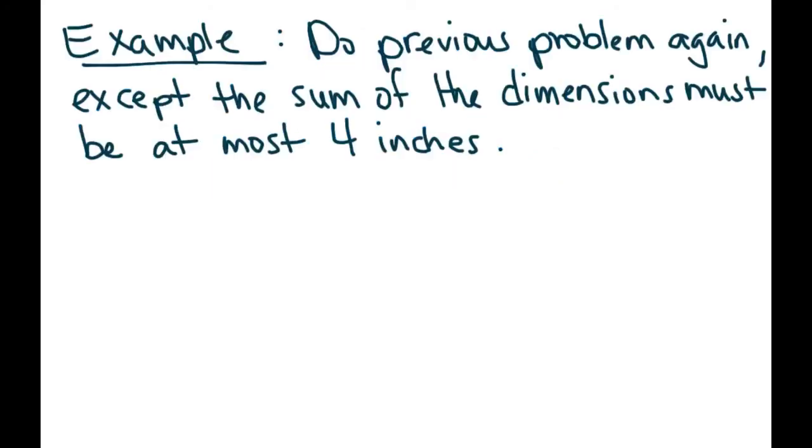So the problem I want you to do on your own is I want you to do the previous problem again, except that the change you're going to make is that I want the sum of the length, width, and height to be at most 4 inches instead of 6 inches. And that's going to change your width, which is going to change your graph, which is going to change the maximum.